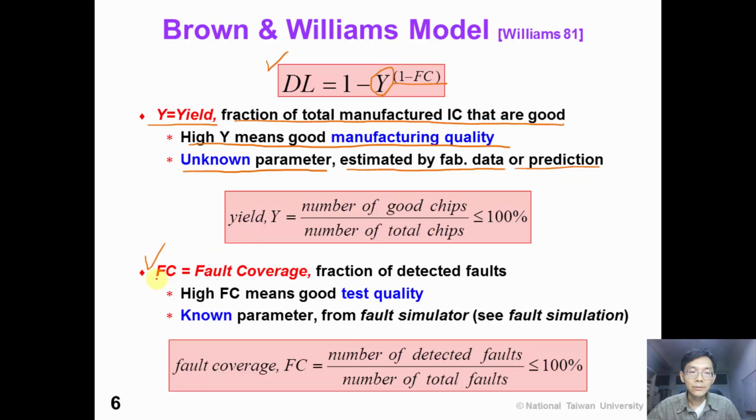Another parameter, fault coverage, means the fraction of detected faults. From this equation, fault coverage is equal to the number of detected faults over the number of total faults. High fault coverage means very good test quality. This is a known parameter which can be calculated by the fault simulator. Please see the fault simulation chapter for more details.